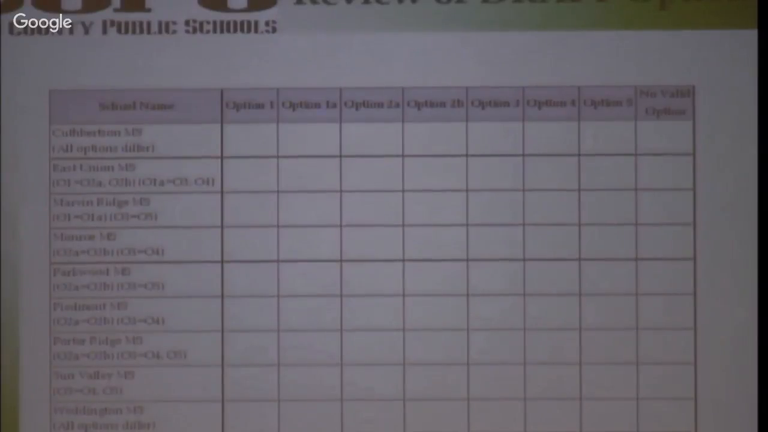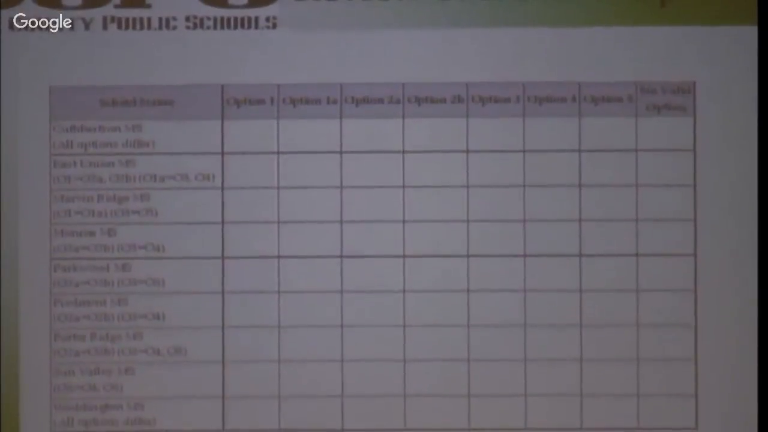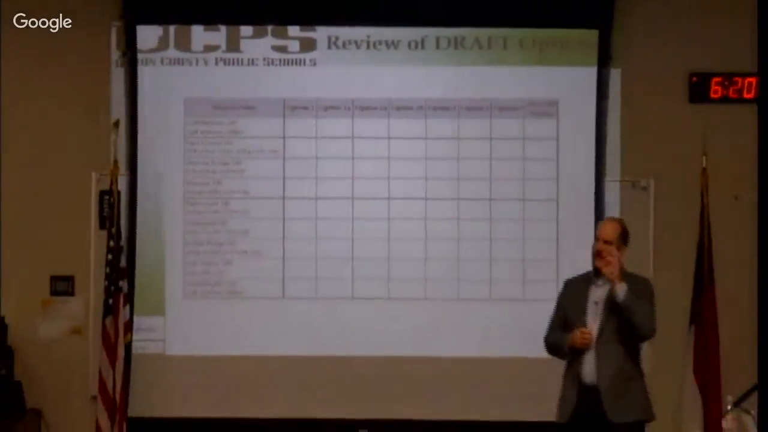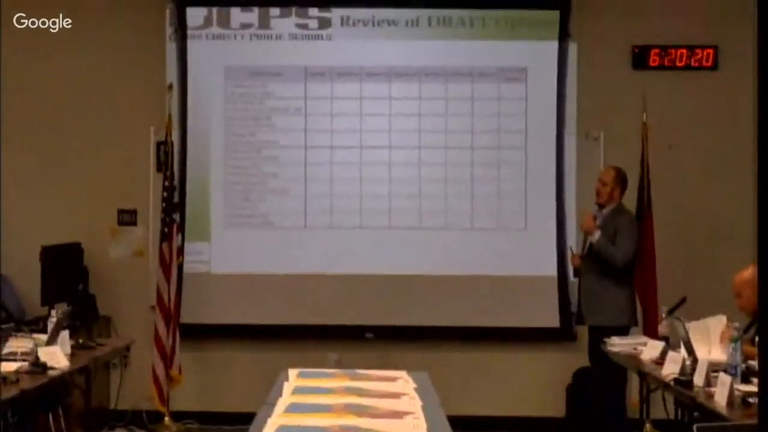Yes, ma'am. So if we see an option that we think is good, but maybe needs to be slightly tweaked, do we check no valid option, or do we pick the option we like the best and then put down notes because we have tweaks? I would do that. I would say, okay, this is the best one, unless you feel it's beyond repair. Like if you feel there's no option and it's going to require movement of hundreds of kids, then you may want to put no valid option. But if it's something that can be a tweak or an adjustment, you can certainly do that.